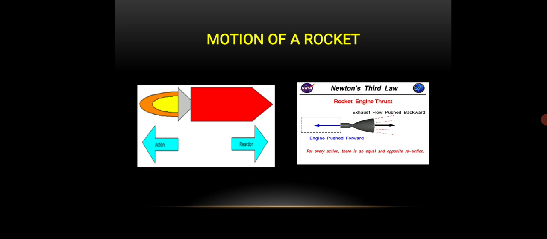You have the rocket movement. This is the action, that is the fuel that is coming out. The reaction is the rocket propelling upwards. We say exhaust flow pushed backward, engine pushed forward. So this is Newton's third law, rocket engine thrust. For every action there is equal and opposite reaction.